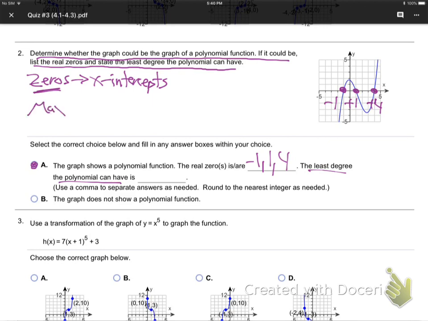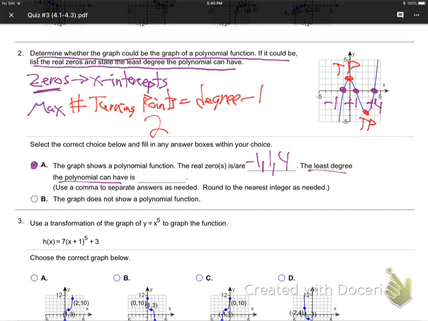Well, remember that little formula, the max number of turning points is the degree minus 1. So how many turning points does this graph have? 1, 2. That's a turning point. The graph goes from going up to going down, and here's another TP, turning point, where it goes from going down to going up. So it's 2 turning points. So the maximum number of turning points, 2, is the degree minus 1. So they're asking, what's the degree? Add 1. Boom.